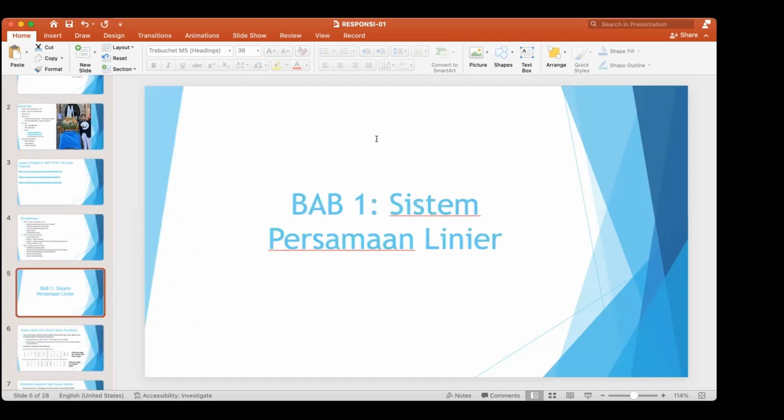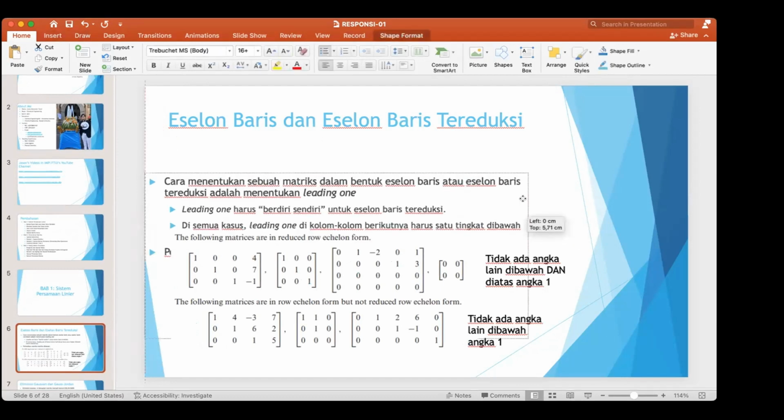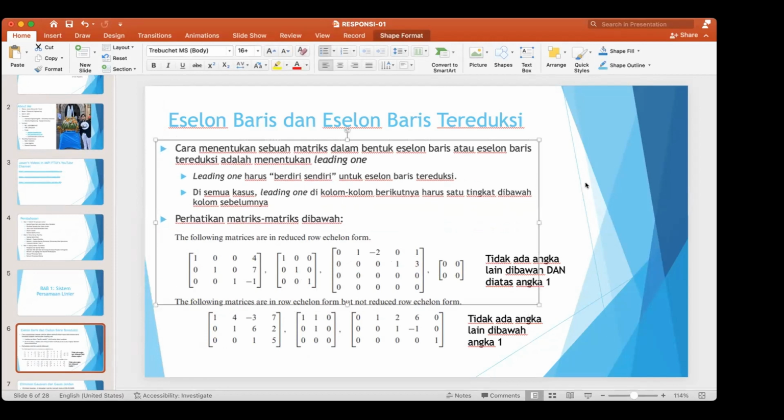I won't stay very long here because we have lots to discuss. So basically, this is one of the core parts of linear algebra, because you will use this in all the other chapters that you will study.